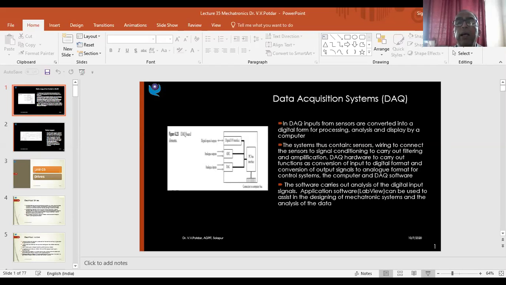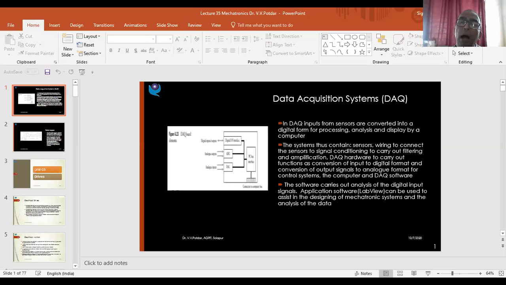In a data acquisition system, or DAQ, inputs from the sensors are converted into a digital form for processing, analysis, and display by a computer. The data acquisition systems, or DAQs, contain sensors, and wiring to connect the sensors to signal conditioning, to carry out filtering and amplification. So all these: acquisition of sensor signal, processing of sensor signal, converting that sensor signal, will be categorized under DAQ.